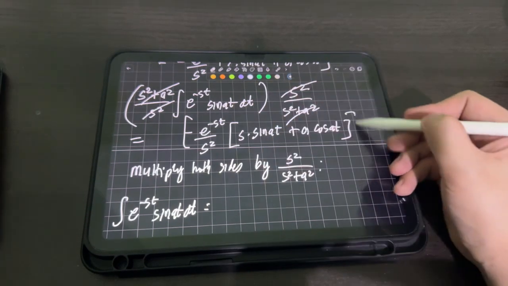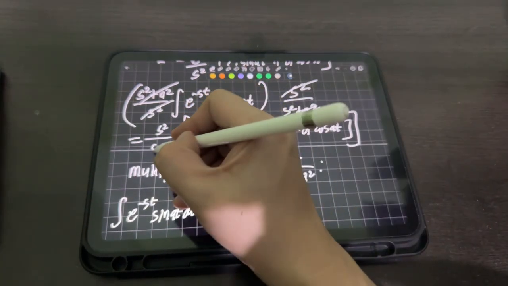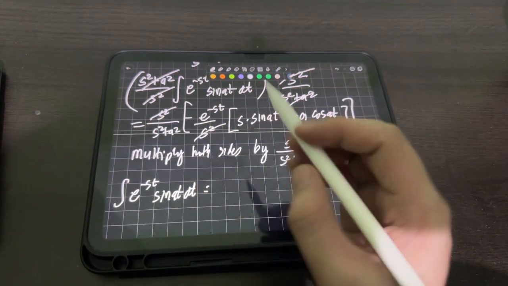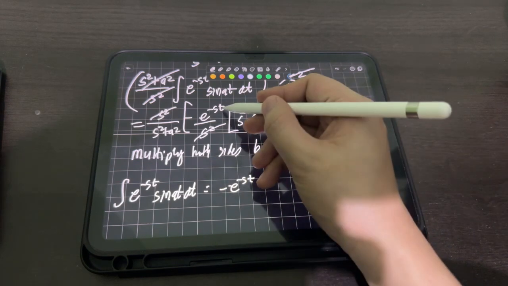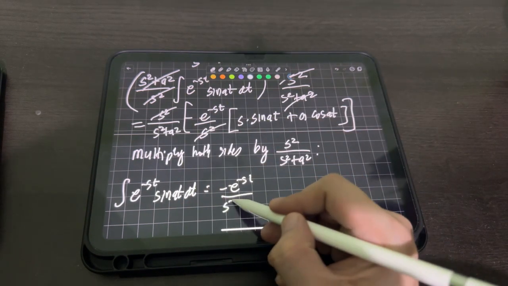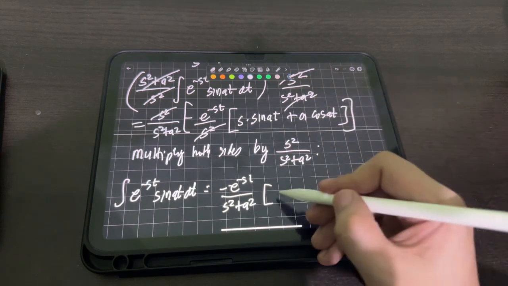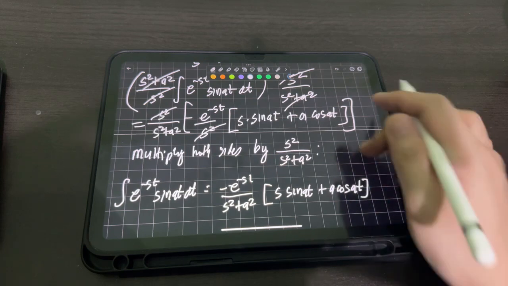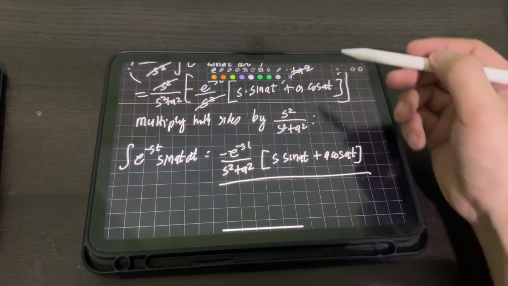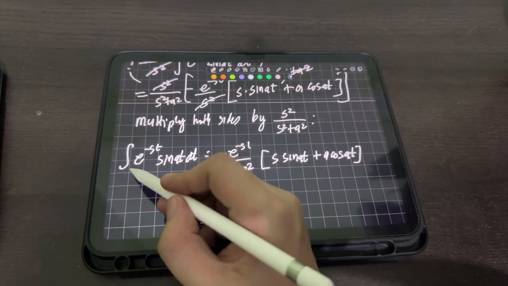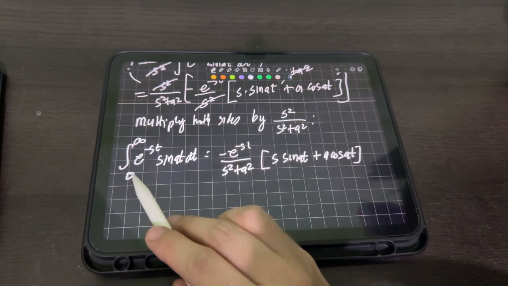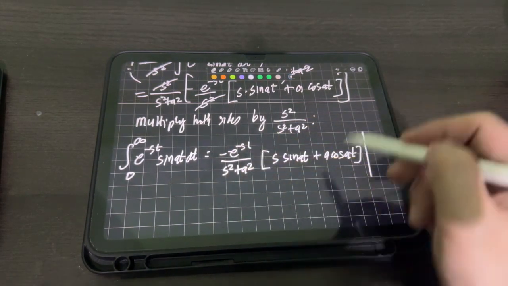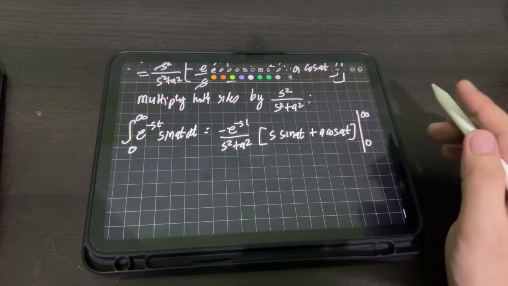Okay, if we multiply this by s squared over s squared plus a squared, you will cancel out the s squared. So you will have negative e to the negative st over s squared plus a squared, times the quantity s sine at plus a cosine at. So this is the indefinite integral. But originally, we should have the lower and upper limit of 0 and positive infinity, right? So therefore, we must evaluate this indefinite integral from 0 to infinity as well.